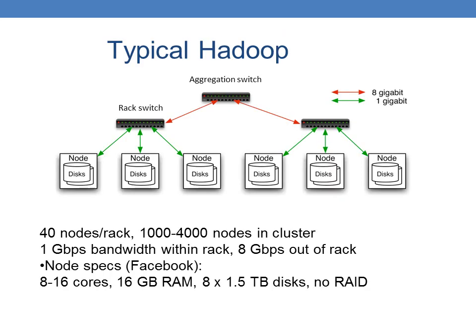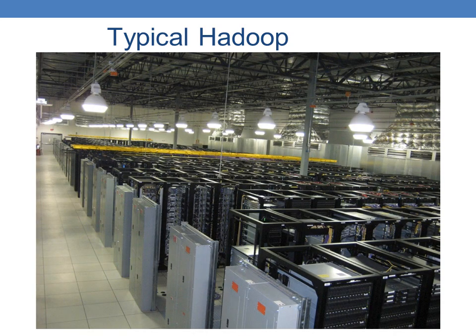A typical Hadoop cluster connects different nodes using a rack switch and an aggregation switch, 8 gigabit or 1 gigabit. So 40 nodes per rack, 1,000 to 4,000 nodes in a cluster, 1 Gbps bandwidth within a rack, 8 Gbps out of a rack. Node specification at Facebook: 8 to 16 cores, 16 GB RAM, 8 x 1.5 TB disk, no RAID. A typical Hadoop cluster looks like this.